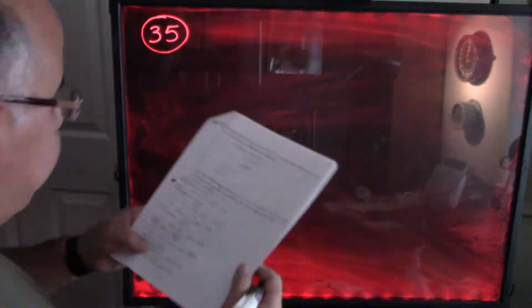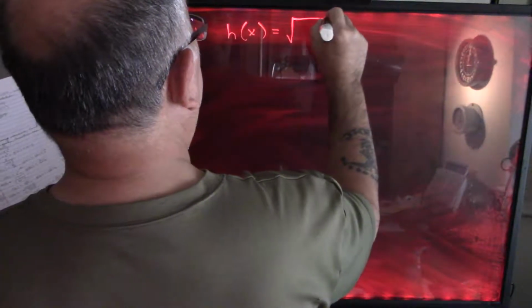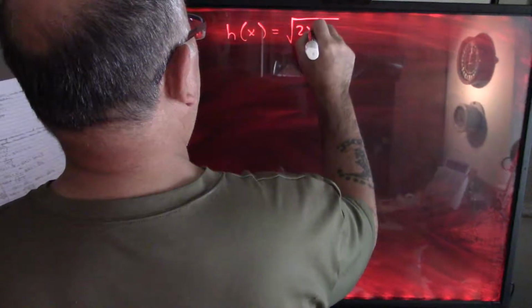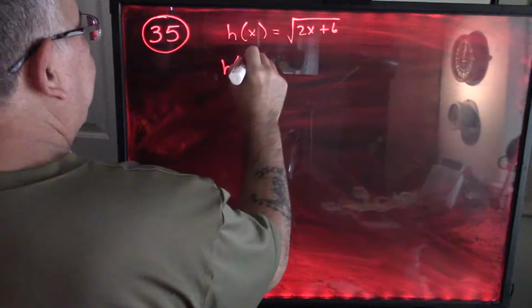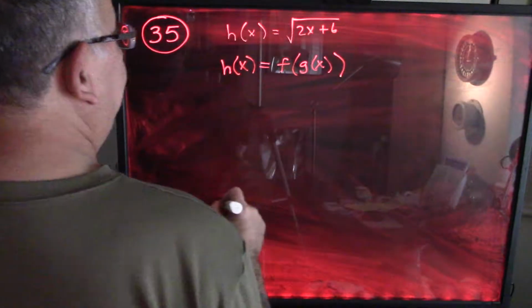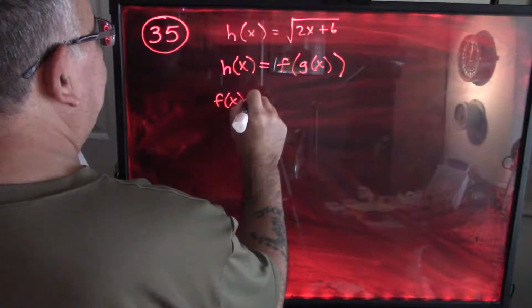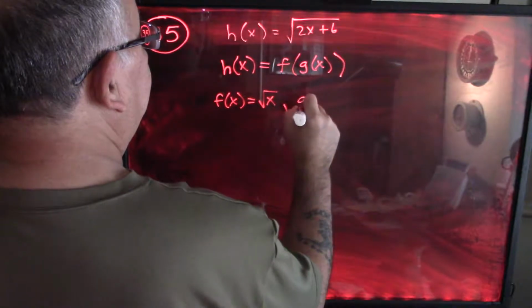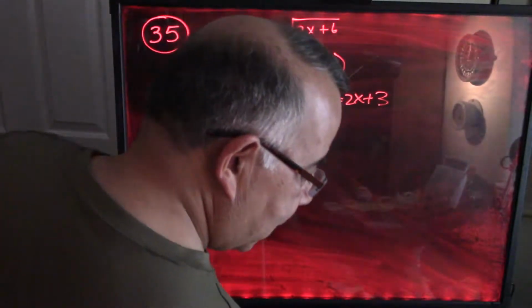Alright. Number 35. H of x is the square root of 2x plus 6. Okay, so we have to write h of x as a composite function, f composed with g, and we supply f and g to make that work. So again, we can have f of x equal to the square root of x, g of x equal to 2x plus 6, oops, not 3.